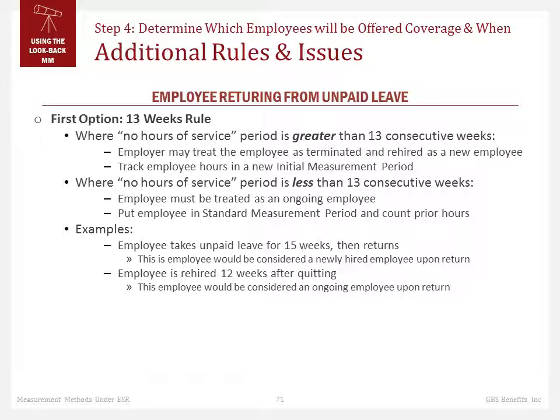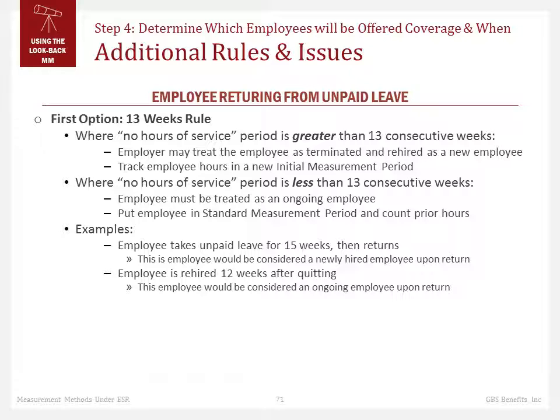So here's how the rule works. Where there are no hours of credit, in other words, they were on unpaid leave, and the period is greater than 13 consecutive weeks, when they come back, they are considered a newly hired employee, and you start all over again with your tracking. You'd give no credit for hours that were worked prior to them leaving. However, if the period of time that they were gone on unpaid leave is less than 13 consecutive weeks, then you are going to consider them an ongoing employee, and therefore they would be put in the standard measurement period, and you will give them credit for the hours that they worked prior to leaving.